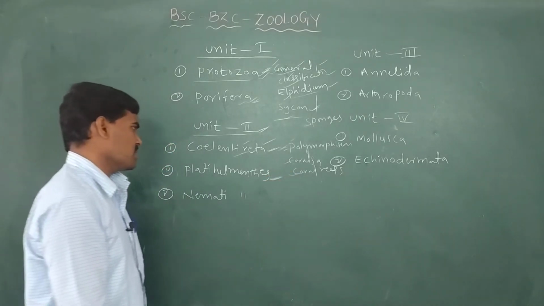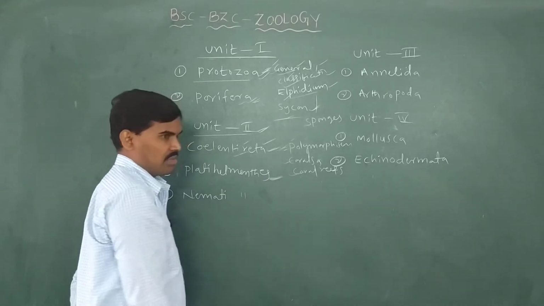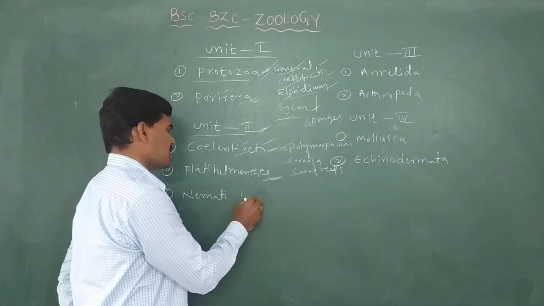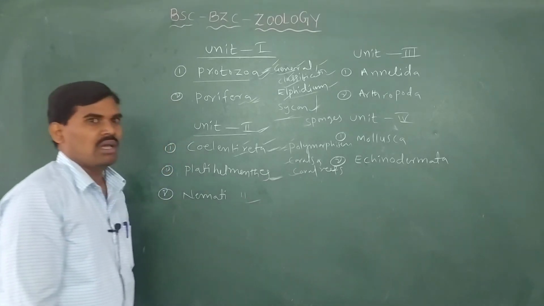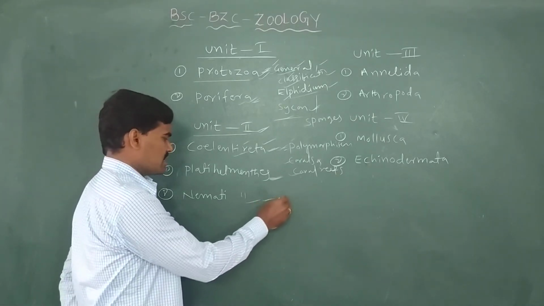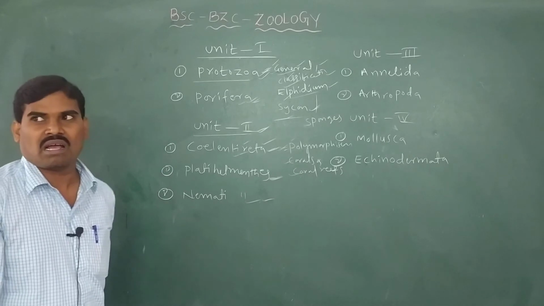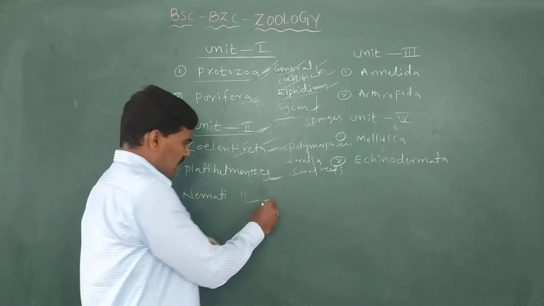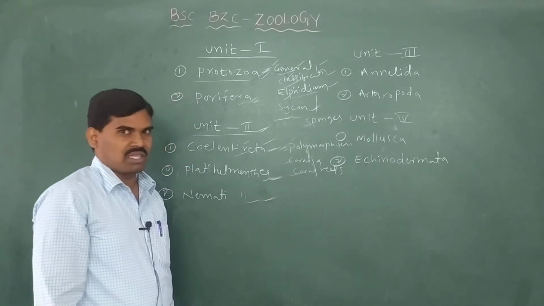The parasites are also discussed in the Platyhelminths. And the next chapter is Nematohelminths, or Nematoda. The type study discussed in the Nematohelminths is Dracunculus medinensis. Dracunculus medinensis is discussed in the Nematohelminths phylum.